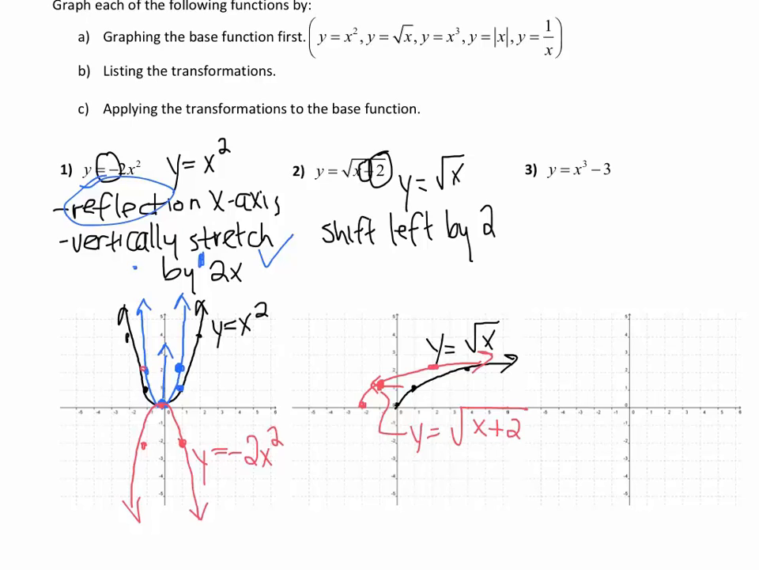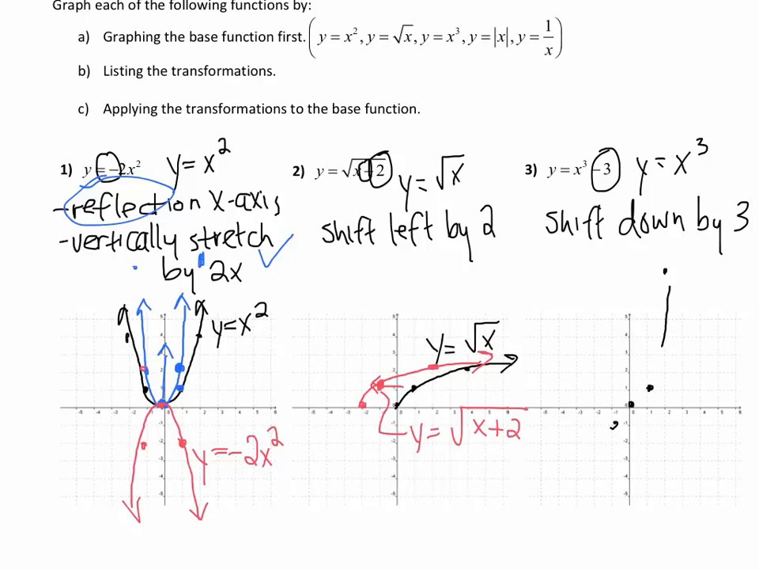The last example, our base function would be y equals x cubed. We have a d value of -3, which means we're going to shift down by 3 units. Let's start with our base function then. So 0, 0, 1, 1, 2, and 8, so that would be way up here. So it's going to look like so. That is y equals x cubed.